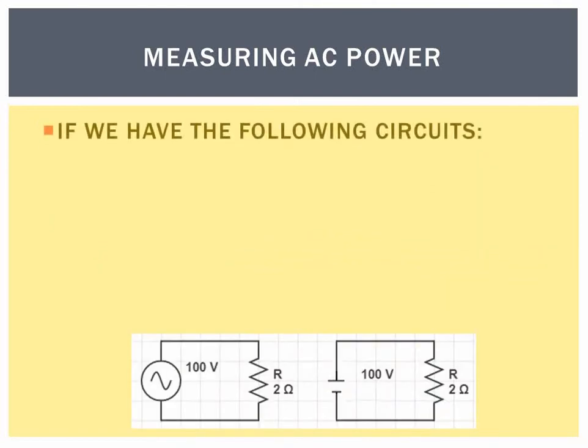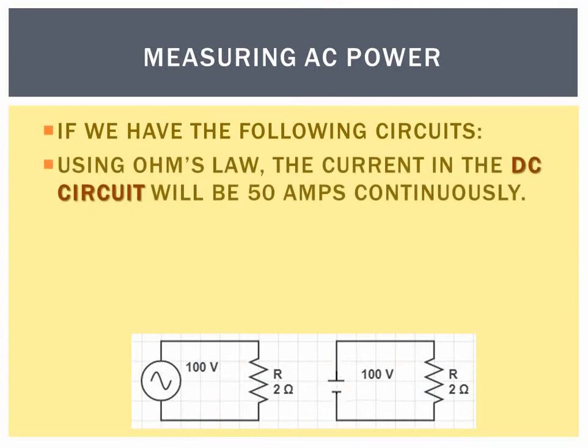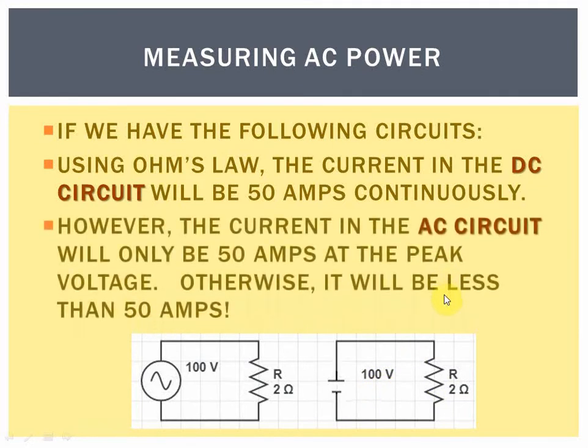If we have the following circuits, using Ohm's law, the current in the DC circuit will be 50 amps continuously. We've got a 100-volt DC source here and a resistance of 2 ohms. So we know from Ohm's law the current will be 50 amps continuous. However, the current in the AC circuit will only be at 50 amps at the peak voltage. Otherwise, it will be less than 50 amps.